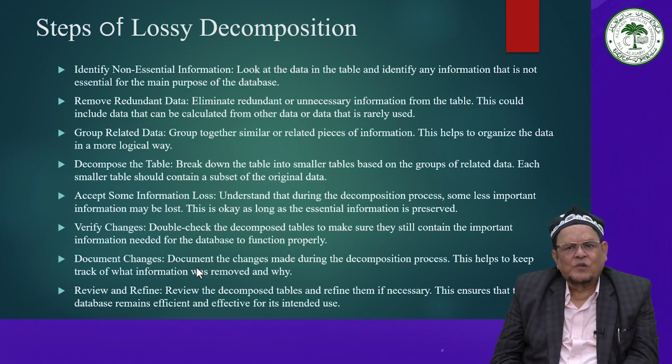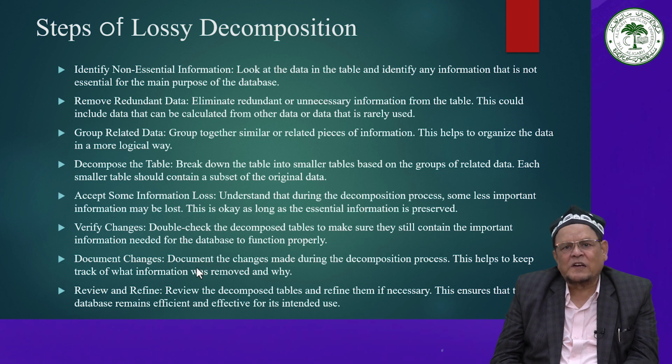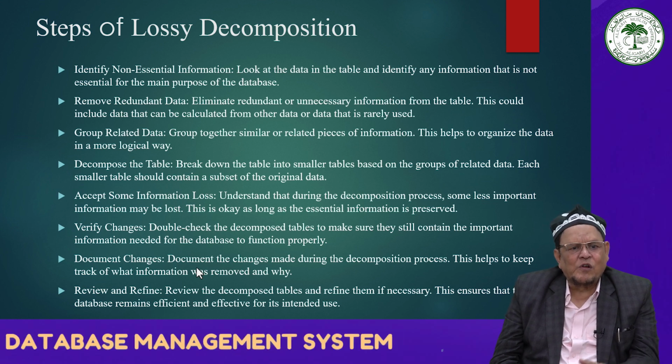So, we'll discuss one by one. Identify non-essential information. It means we have to look at the data in the table and identify any information that is not essential for the main purpose of the database. Then we have to remove the redundant data. It eliminates redundant or unnecessary information from the tables. This could include data that can be calculated from other data or data that is rarely used.